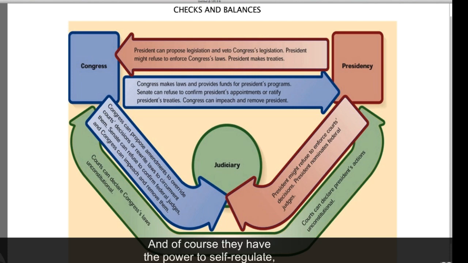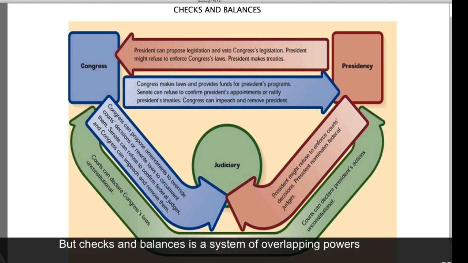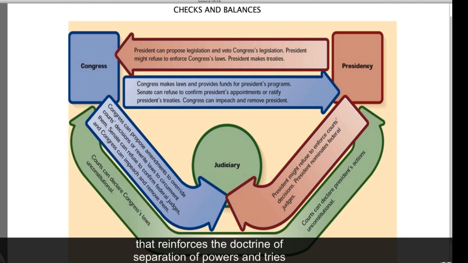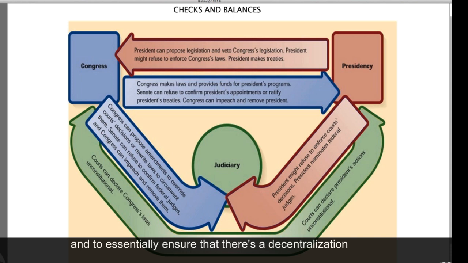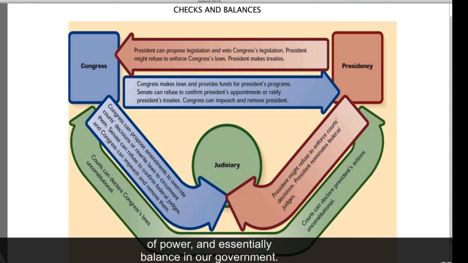Okay, and of course, they have the power to self-regulate. The presidency can conduct reviews of behavior within their own branch and so forth, and that's true for Congress, etc. But checks and balances is a system of overlapping powers that reinforces the doctrine of separation of powers and tries to prevent abuses of power, unconstitutional behavior, and to essentially ensure that there's a decentralization of power and essentially balance in our government.